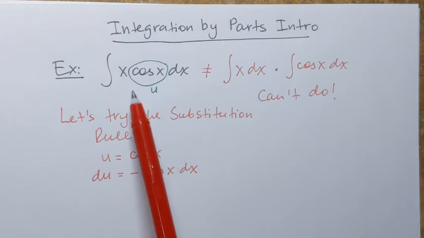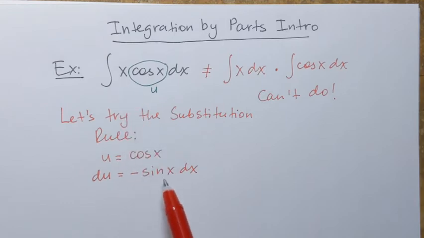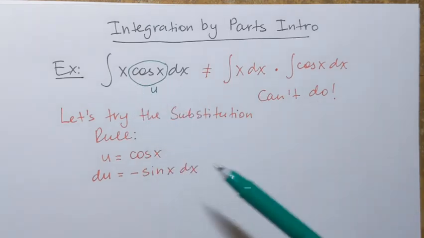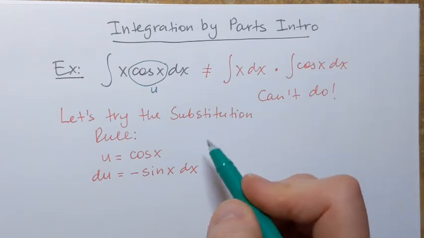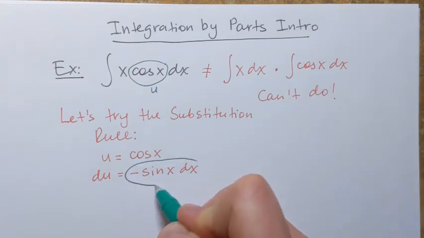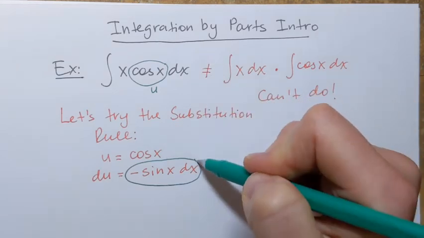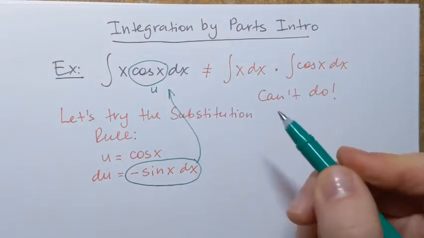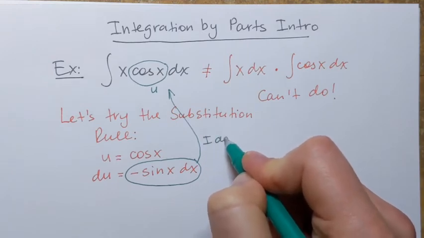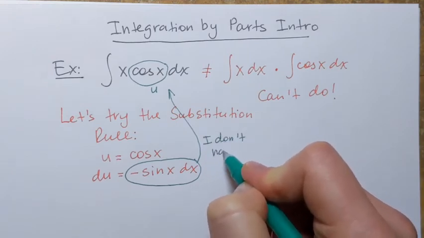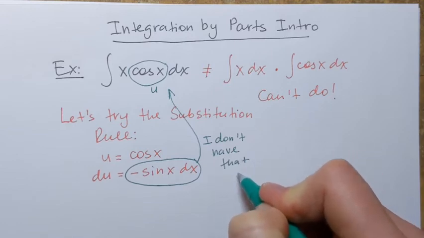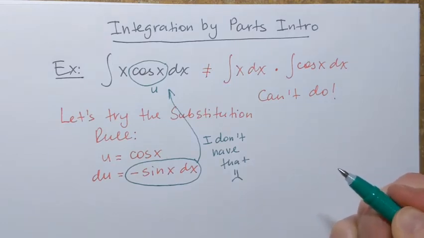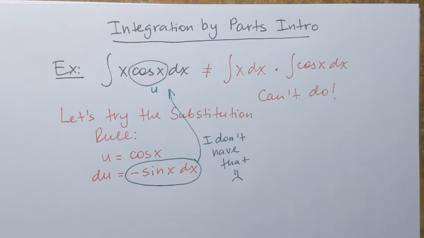Well, but when I look at my integral here, I don't have negative sine x. I do have dx, but I don't have negative sine x dx, right? I have x dx, but not that. So that's where we get stuck when we try to use the substitution rule. Well, and that's how we turn to the new method, which is integration by parts.